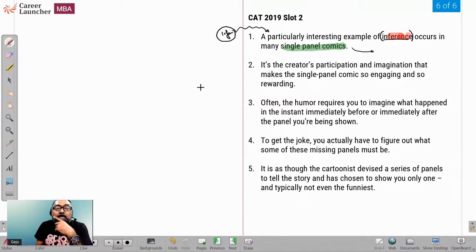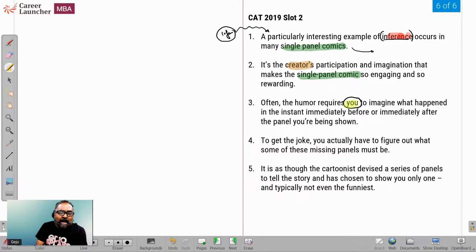It's a creator's perception. So we have another keyword here. Let's look at it. It's a creator's perception and imagination that makes a single panel comic so engaging and so rewarding. Okay, so that's fine. We've got what makes a single panel comic rewarding. It's the person who creates it. Okay, often the humor requires you. Okay, so now he's talking to us. You means probably the reader, to imagine what happened in the instant immediately before or immediately after the panel you have been shown.